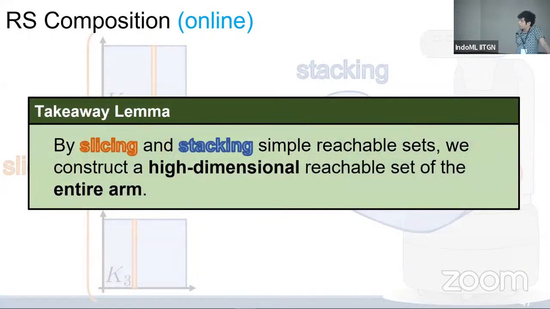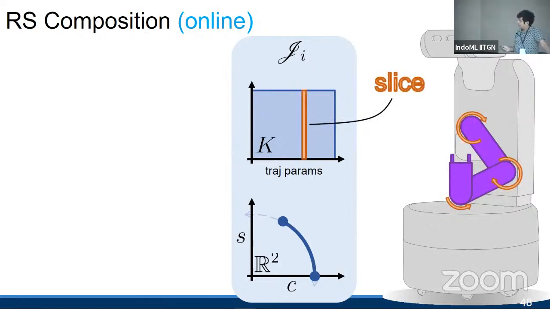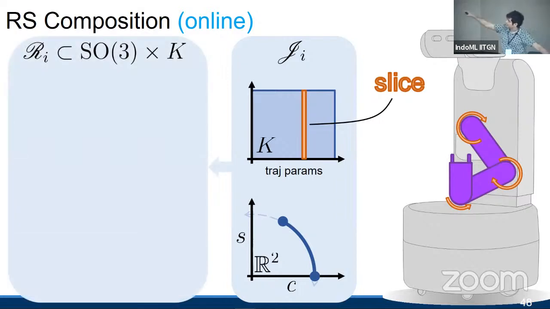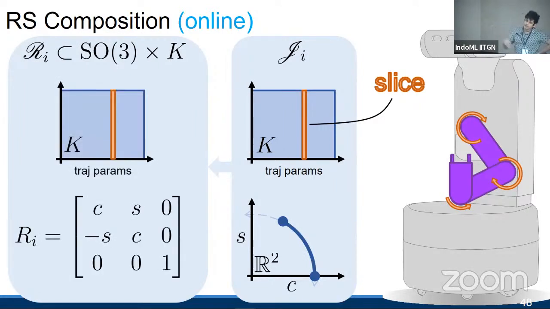And what we're going to be able to prove is that slicing and stacking these simple joint angle reachable sets allows us to construct a high-dimensional reachable set of the entire arm. So what does that look like? Again, I have this JI, which is essentially trajectory parameters in this joint angle reachable set here down at the bottom. When I slice, I'm doing that slicing operation of estimating what the initial velocity is. And what I can do is take that S and C and compute the rotation matrix associated with it. That rotation matrix may look something like this, C and S distributed in this particular way.